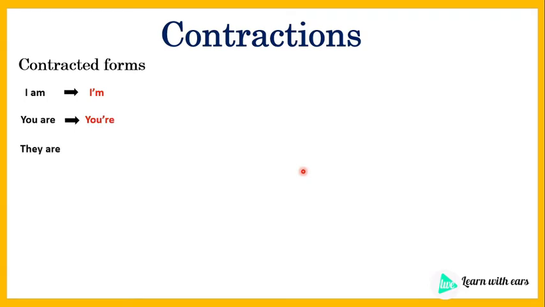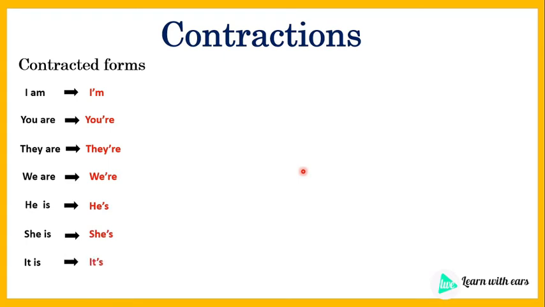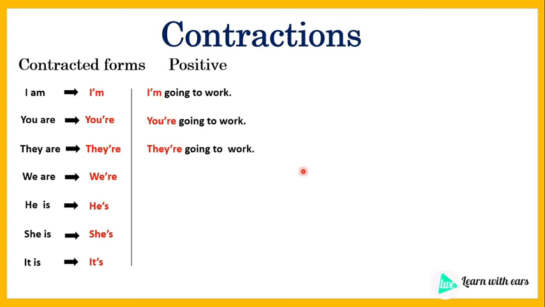Okay, I'm. You are is you're. They are is they're. We are is we're. He is is he's. She is is she's. It is is it's. Okay, now let's see some positive sentences. I'm going to work. You're going to work. They're going to work. We're going to work.